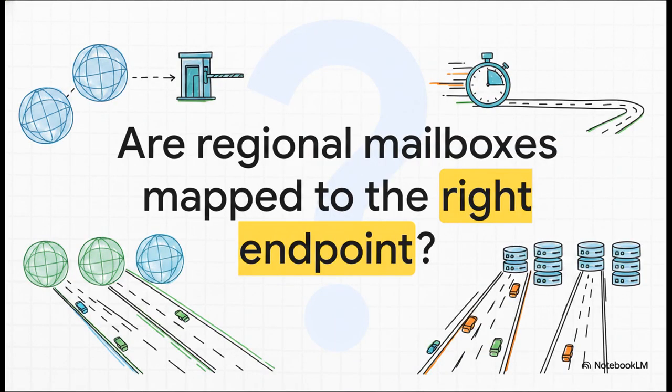Which leaves us with a final challenge based on this material. Take a hard look at your current migration strategy. Are your regional mailboxes mapped to the right endpoint? Or are you still forcing all your global traffic through a single toll booth? It might just be time to open up the highway.